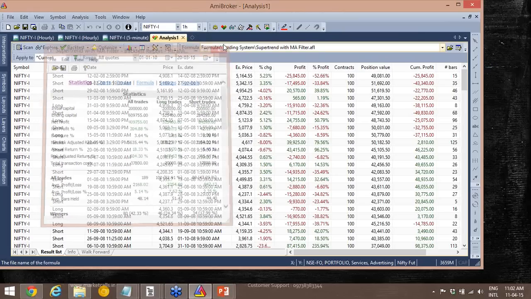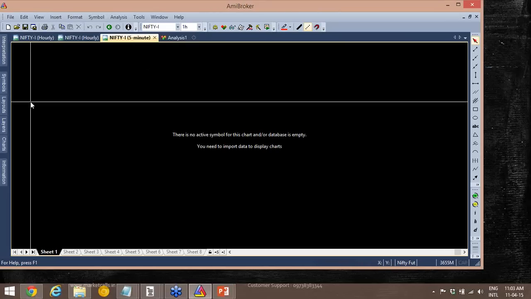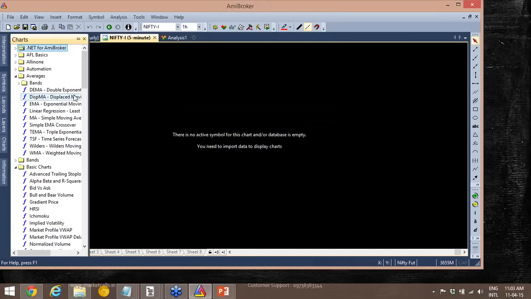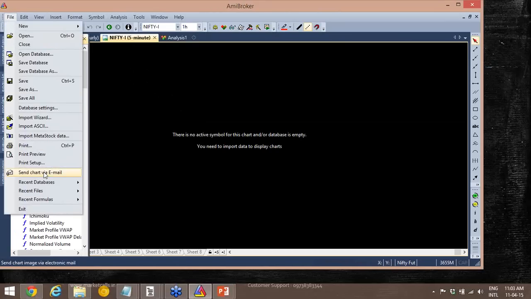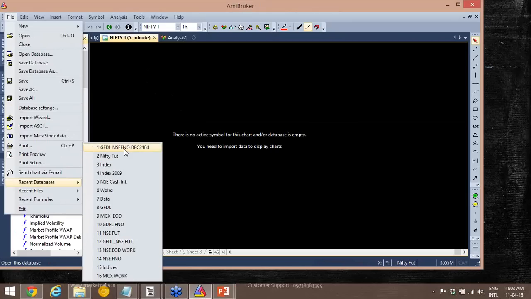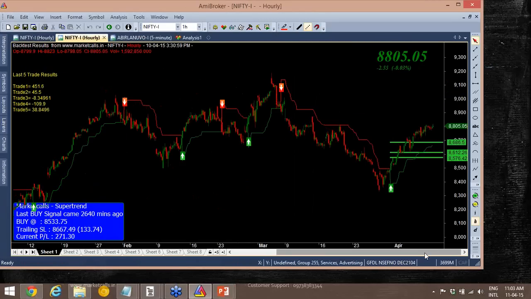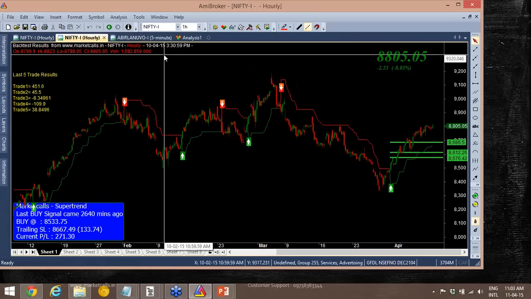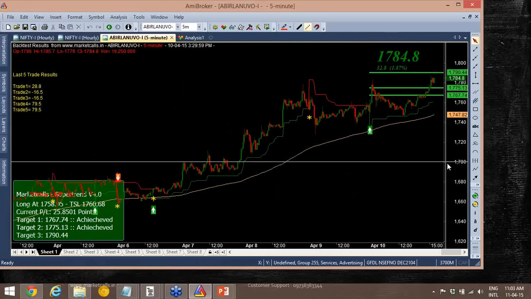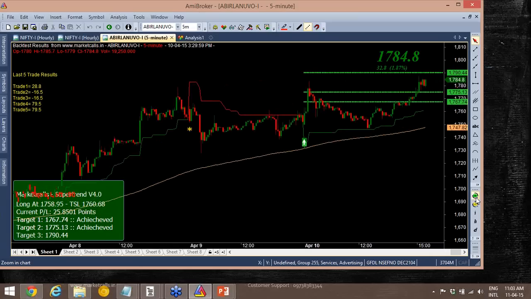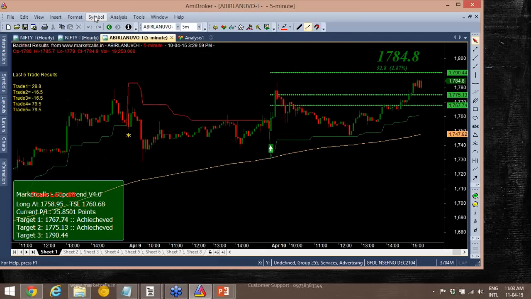Fine. Now, how the trading system works, let me put the trading system on the screen. I'll go to the recent database. This database contains data till date, right from December 15, 2014 onwards. It contains nearly 3.5 months of data across all the instruments. Here I'll give you a little overview about how this system works.